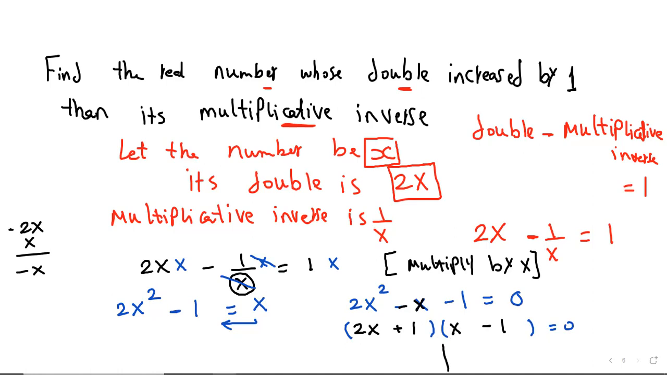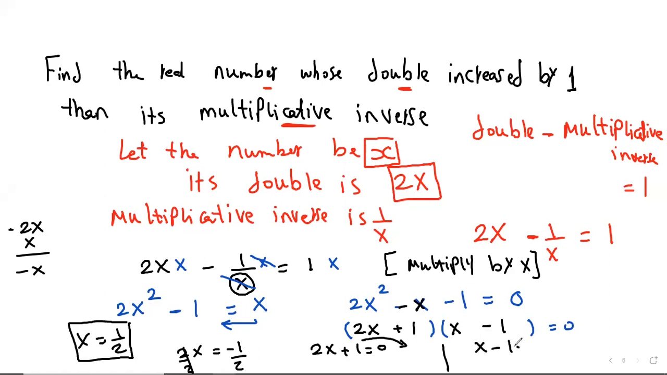Then here we have two solutions. The first one is 2x plus 1 equals 0. From that, move 1 to the next side. So 2x equals negative 1, divided by 2, divided by 2. So x equals negative half. That is the first number. And here we have x minus 1 equals 0. From that, x equals 1. So we have two solutions, negative half and 1.